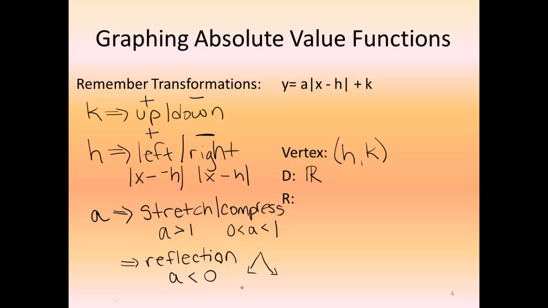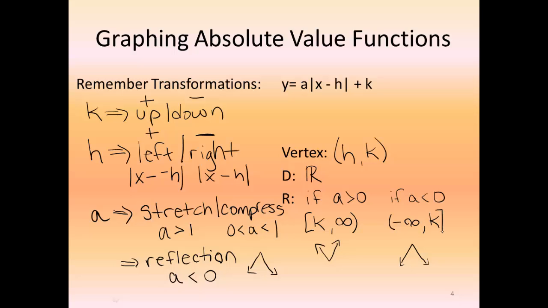The range depends on two things. First, it depends if we have a reflection. If my A is a positive value, my range will be from k to infinity because my absolute value is opening up. If that A value in front is negative, that means my graph is opening down, and my range will be negative infinity to whatever that k value is. So the range gets a little bit tricky depending on which way this thing opens.